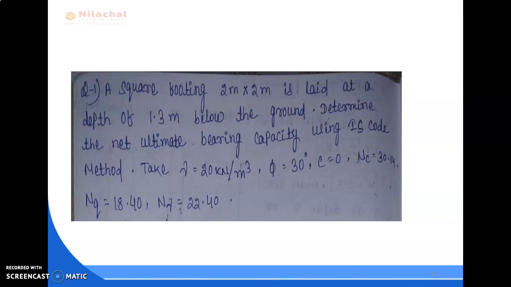A square footing 2 meter by 2 meter is laid at a depth of 1.3 meter below the ground. Determine the net ultimate bearing capacity using IS code method. Take gamma equal to 20 kilonewton per meter cube, phi equal to 30 degree, C equal to 0, NC equal to 30.14, NQ equal to 18.40, N gamma equal to 22.40. So this is our question.